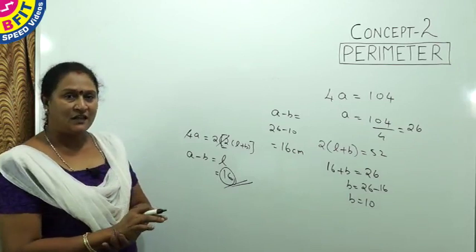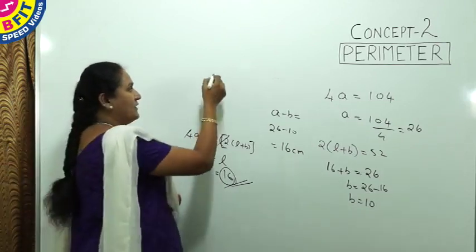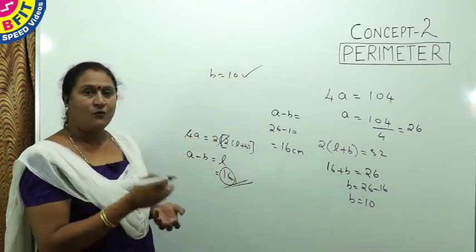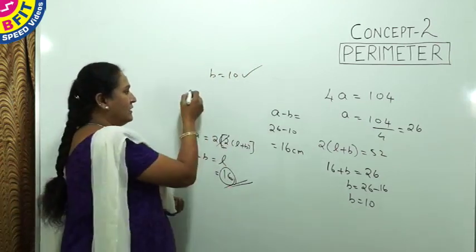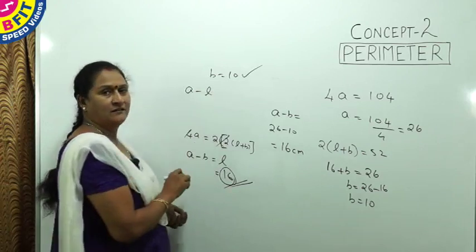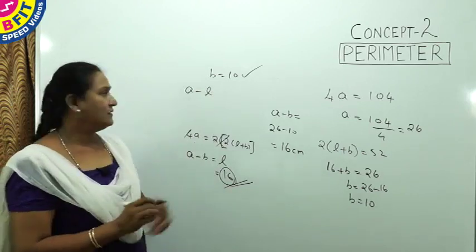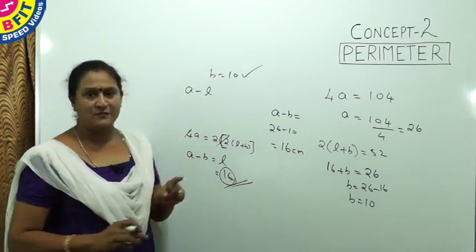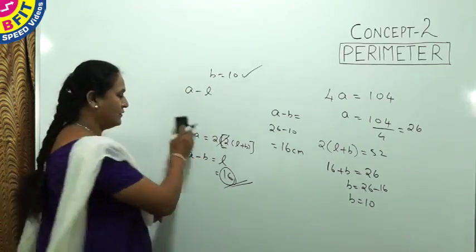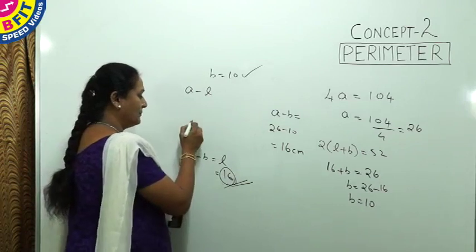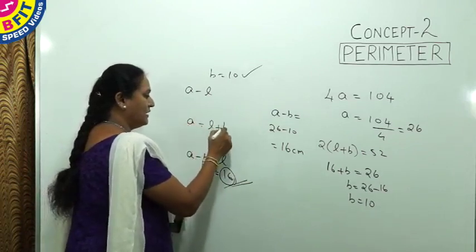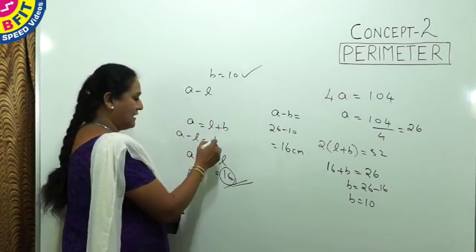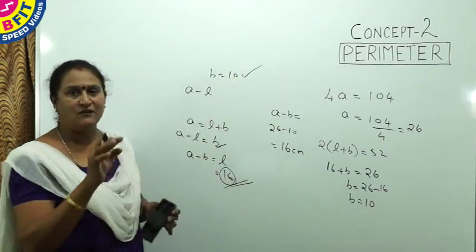Say suppose in the question, the breadth is given. Say for example, this is given, and what will be asked? The difference between side and length. And now what will be the answer? 10 will be the answer. Because a equals L plus b, so equating this, if side minus length is asked, whatever the breadth is given will be the answer.